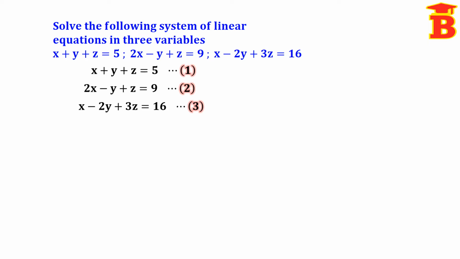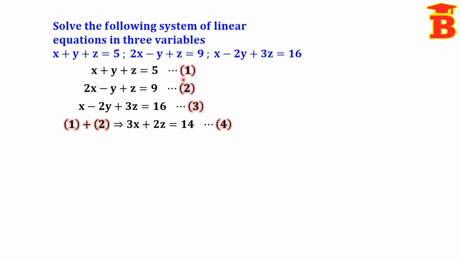Now the method is that if three equations are given, then we have to cancel any one variable first. We can cancel any one variable, either x or y or z. And after getting the two equations, again cancel any one variable and get the other variable's answer. Here I am going to cancel the y term.